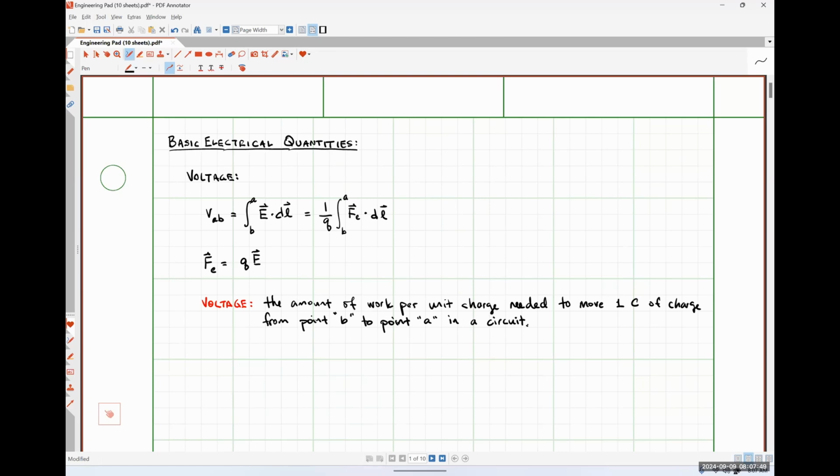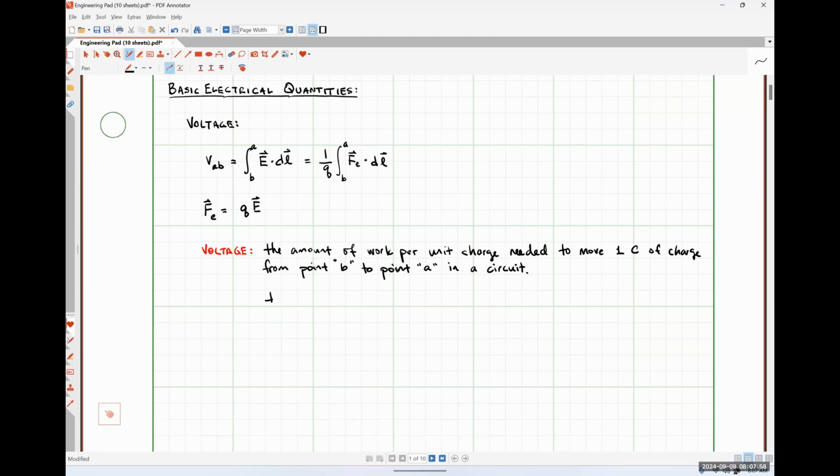Great. So another way for us to interpret this mathematical expression is that voltage is just the difference in electrical potential energy between 2 points in a circuit. Okay.